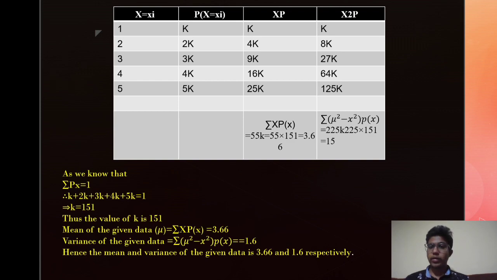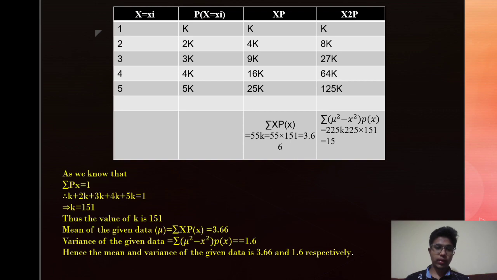And we have to calculate the x square into p. So 1 into k, and 2 into 2 to the power 2 is 4 into 4k, 8. And as it is the same, if we have to calculate the cube root of it, a square of it, 27k, 64k and 25k, and its summation is 225.